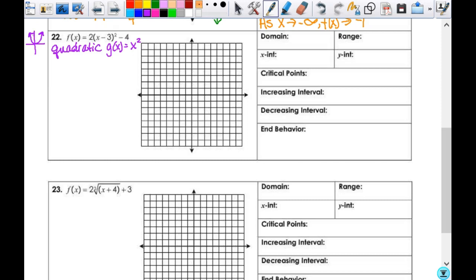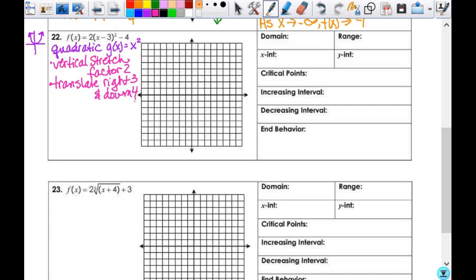So our transformations here: this 2 is on the outside, so this is going to be a vertical stretch factor of 2, and then these are translations, so I'm going to translate right 3 and down 4. Oh, that says down, down 4.